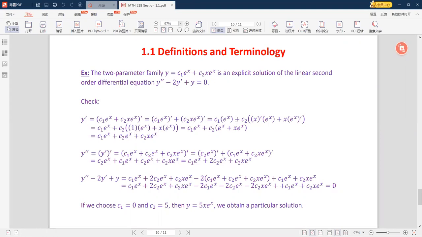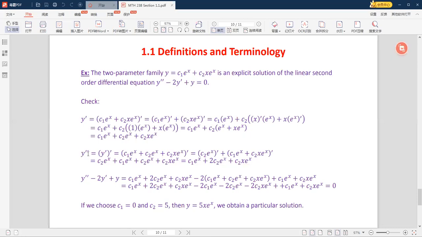All right, so just plug in those and simplify a little bit. 1 times e to the x is just e to the x in the second part, plus x times e to the x. Okay, so we got c1 e to the x plus c2 times e to the x plus x e to the x. So if you distribute the c2 in the second part, we got c1 e to the x plus c2 e to the x plus c2 x times e to the x. So that's y prime, the first derivative of the function.